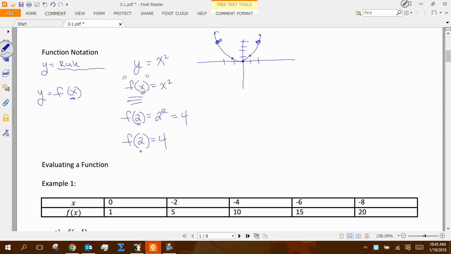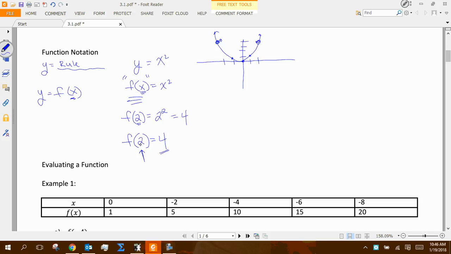Because it's a function, I can put that 2 in an endless amount of times, and every single time I put that 2 in, I'm going to get that same exact 4 back. I'll never get another number back. In some rules, some equations, that doesn't always happen.